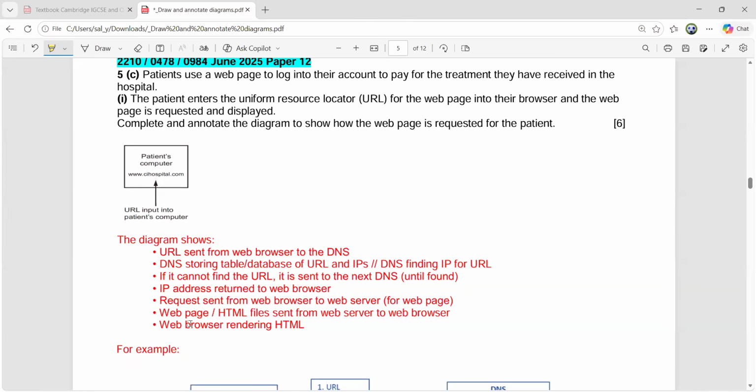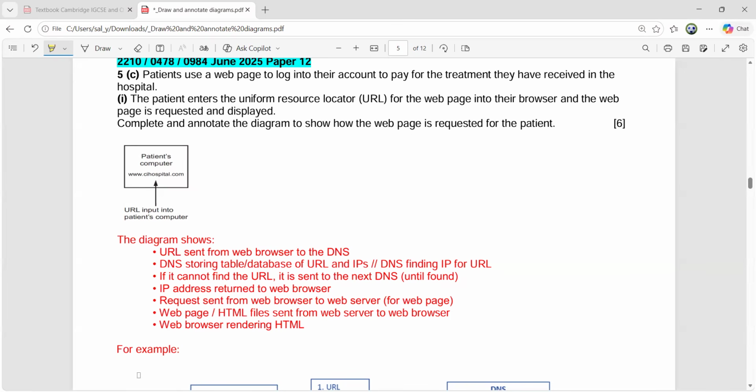If it cannot be found in DNS 1, then it is sent to DNS 2. And if DNS 2 is able to locate it, it will be sent back to DNS 1 and the entry will be made in the database. So the IP address, after the entry is made, is returned to the web browser. The request is then sent from the web browser to the web server, and then a two-way communication between the computer system and the web server begins.